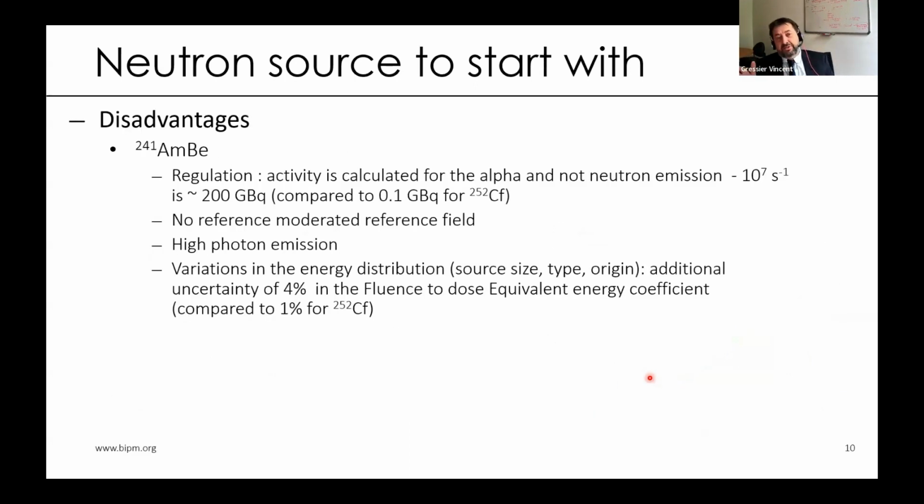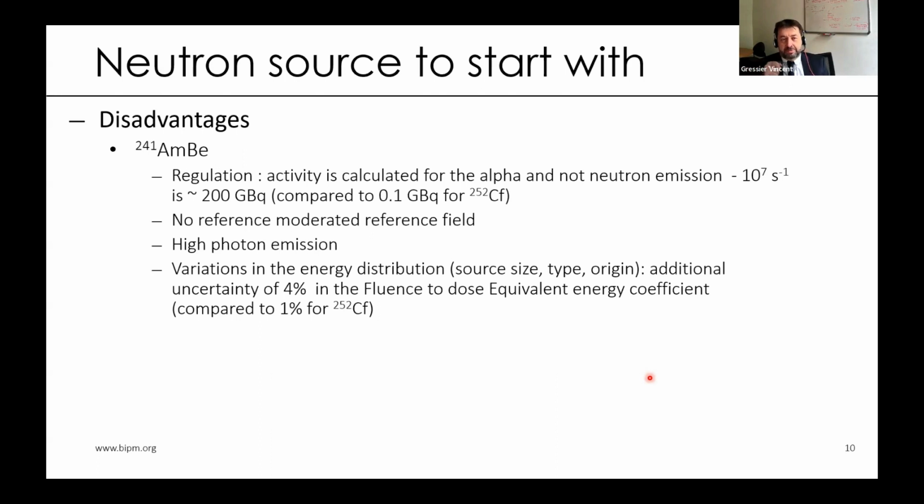What are the disadvantages of these sources? For the americium barium, one of the problems is the regulation, because the activity for an americium barium is calculated on the emission of the americium, so meaning of the alpha, and not on the neutron emission. So if you consider, for example, a neutron emission rate of 10 to the 7, it's about 200 gigabecquerel source. And if you compare for the same emission rate of neutrons, for the californium will only be 0.1 gigabecquerel.